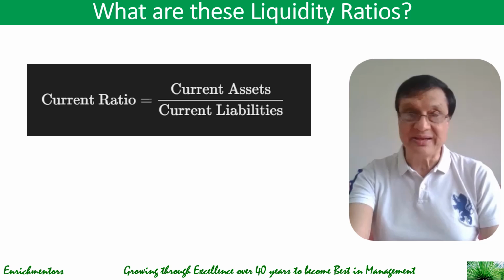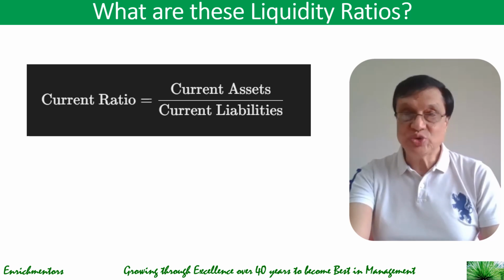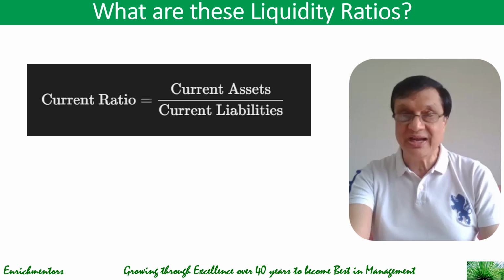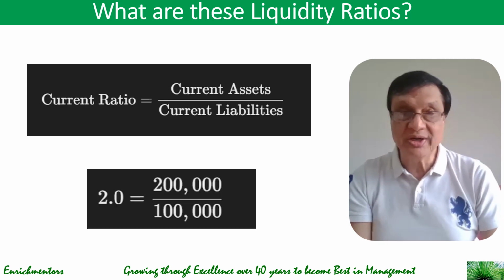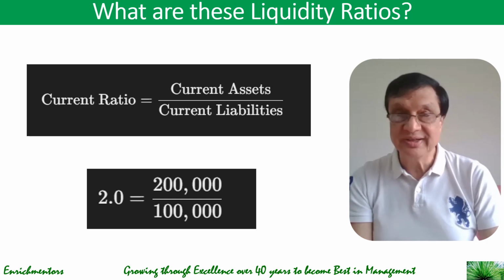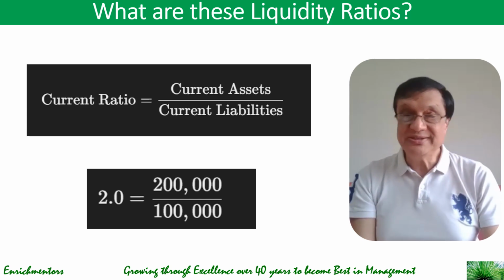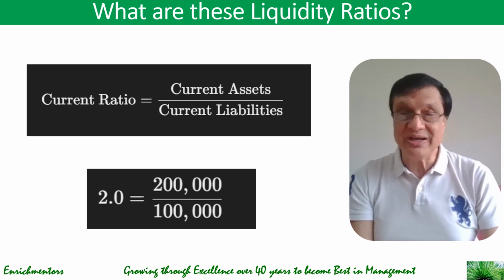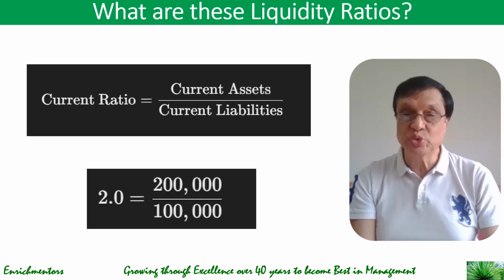Let's take a look at an example. If a company has $200,000 in current assets and $100,000 in current liabilities, its current ratio will be 2, equal to 200,000 divided by 100,000. This basically means that the company has 2 times the amount of assets to cover its short-term liabilities, the current liabilities.